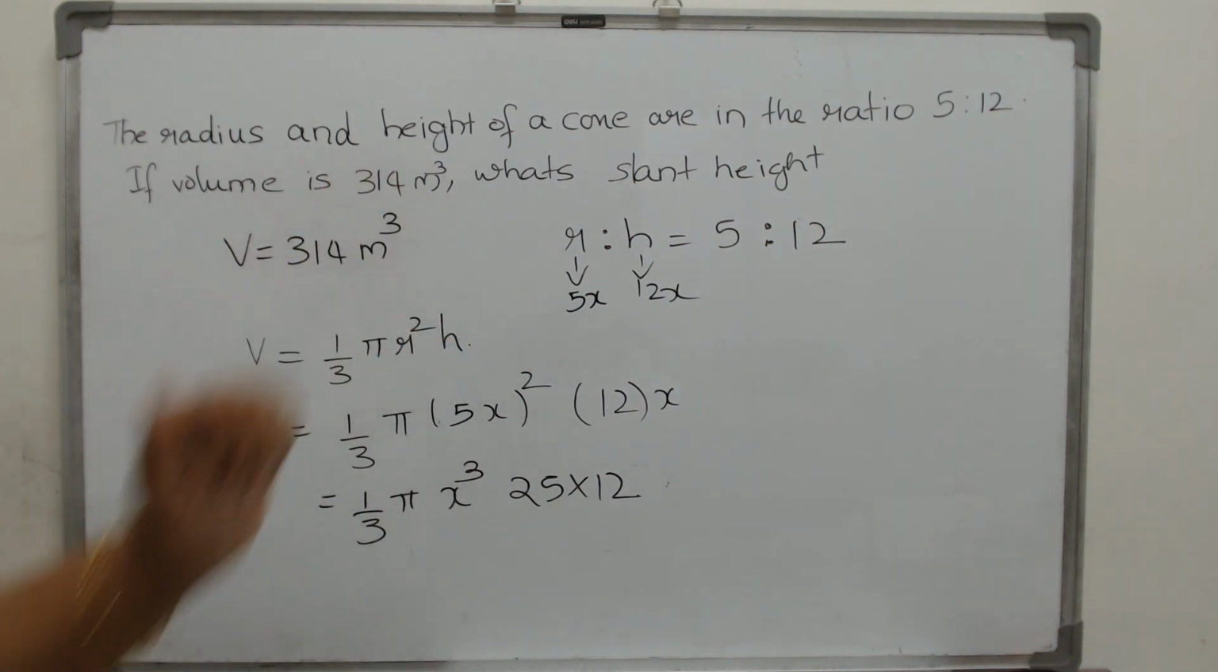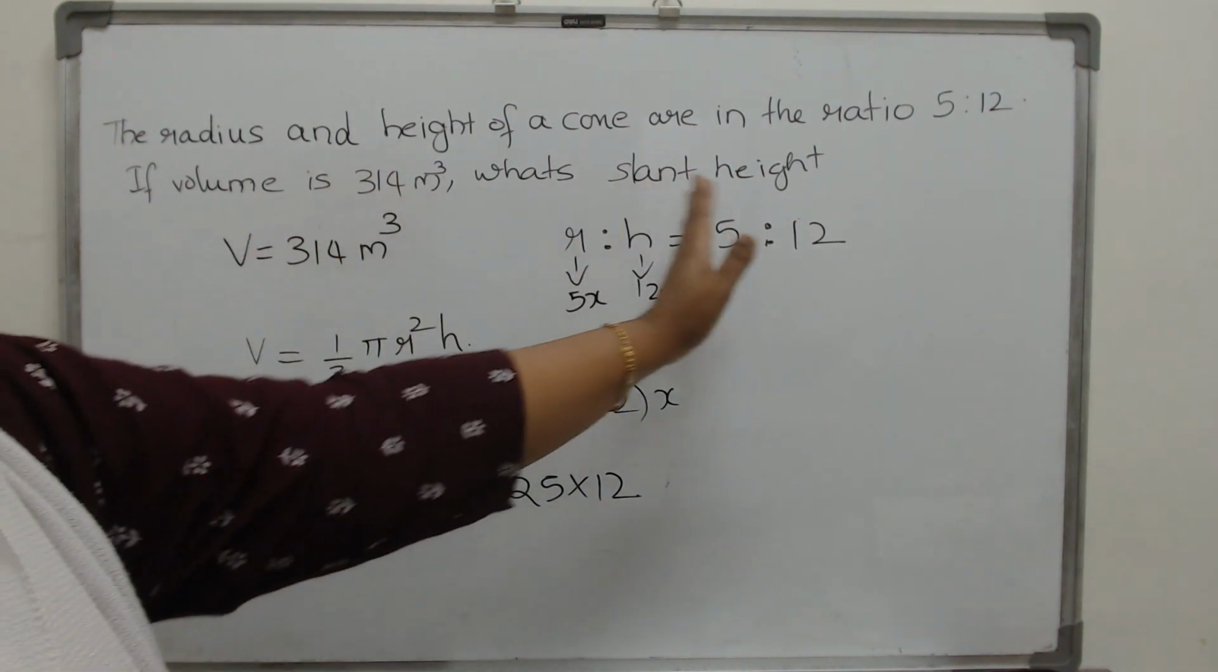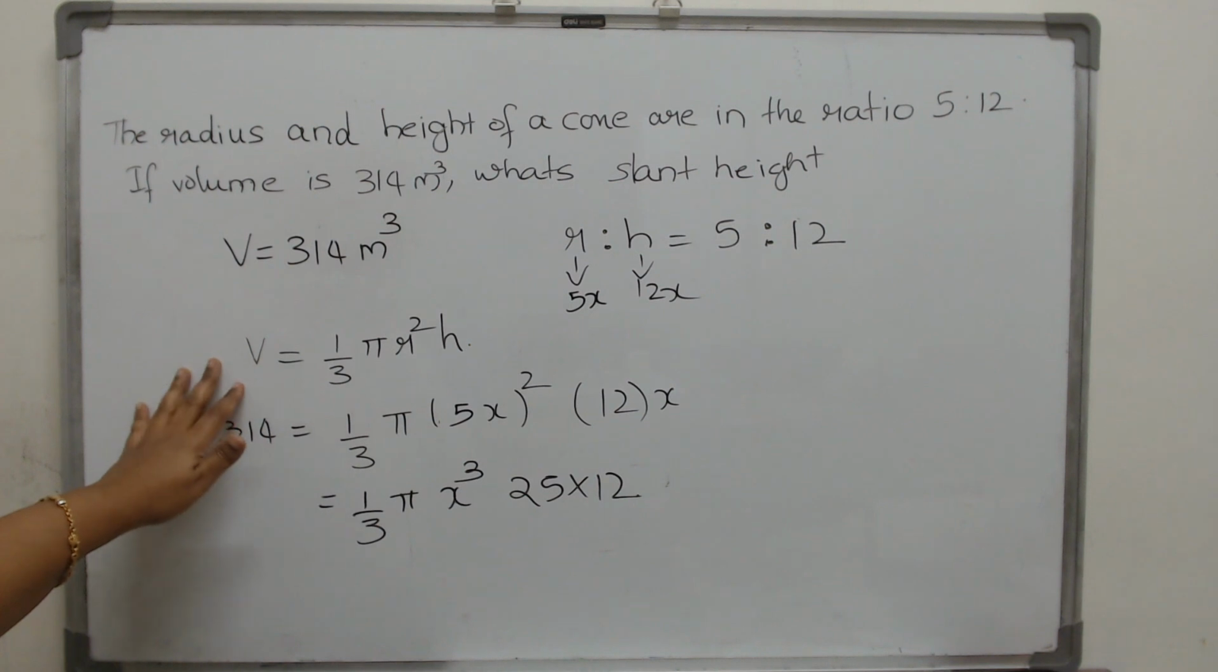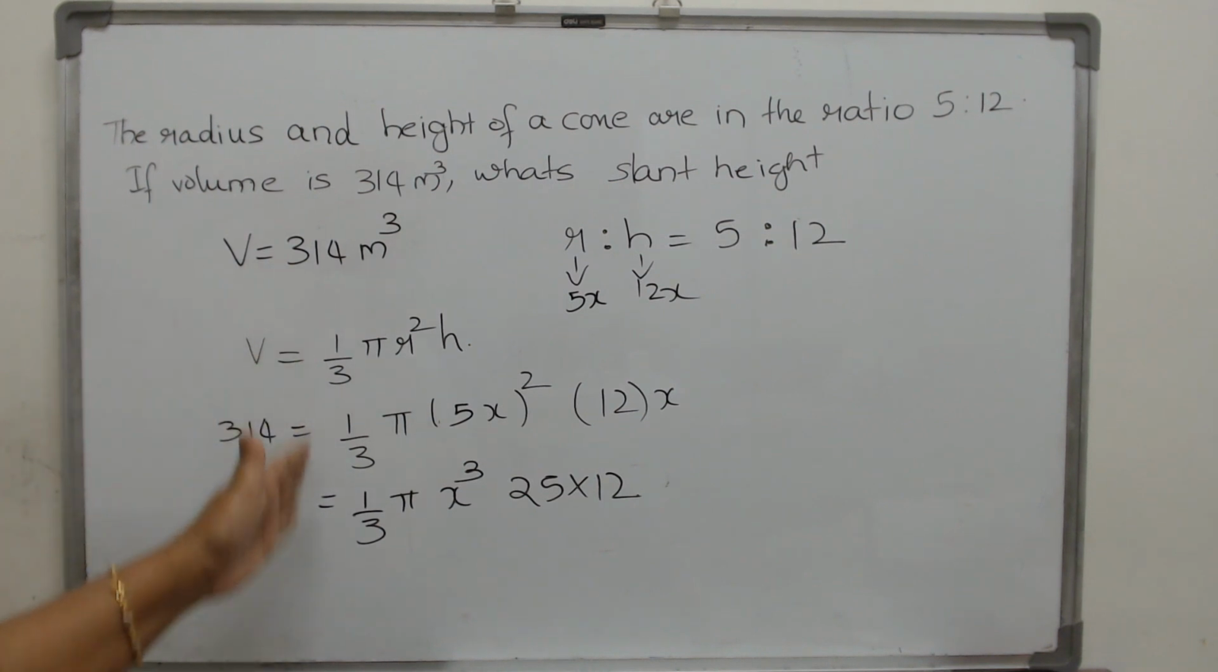You can write H as 12x. Now substitute all these values in the formula for V. This is what you get, but at this point, please stop. Don't rush with your calculations.